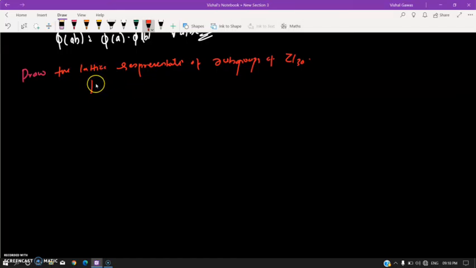First of all, the order of Z30 is 30, right? What are the subgroups? Let's write down. One is a subgroup. For every divisor, I will have exactly one subgroup. So 30 by 30, that is 1. Then 30 by 2, that is 15, then 30 by 3, that is 10, 30 by 5, that is 6, then 30 by 6, that is 5.